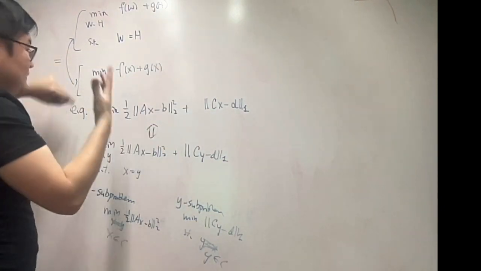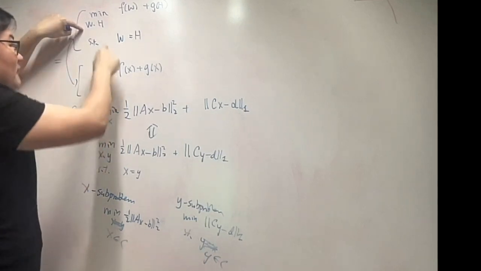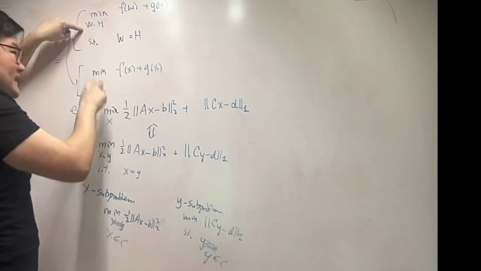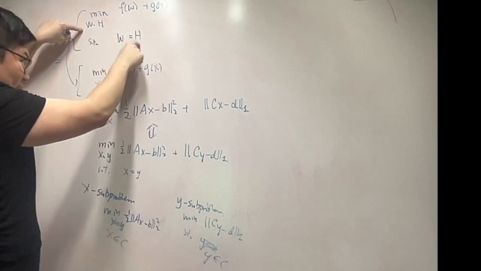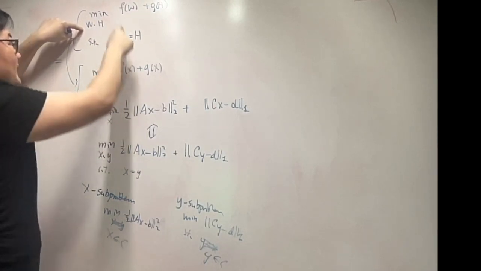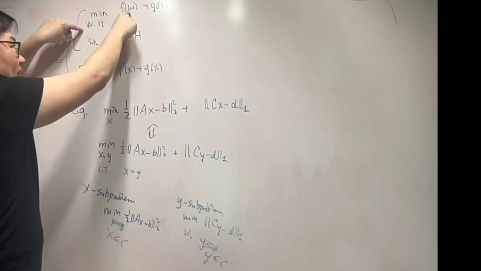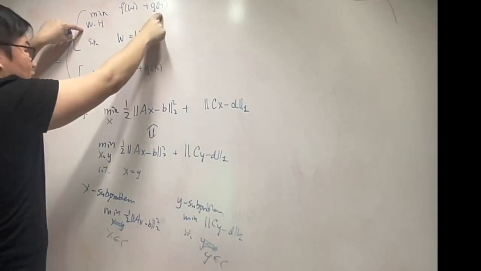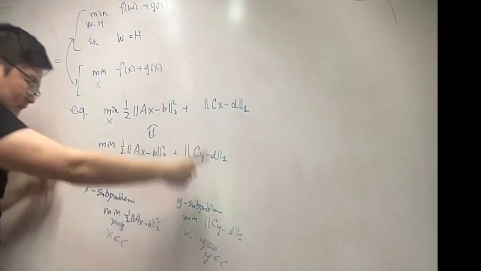You can introduce something from mid-air. You split x into two variables. I call them w and h. They are both x. But this term is only on the w, and this term is only on the h. So I split them, and when I split them, this is an example.